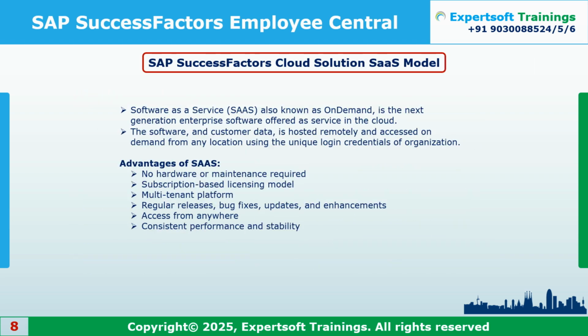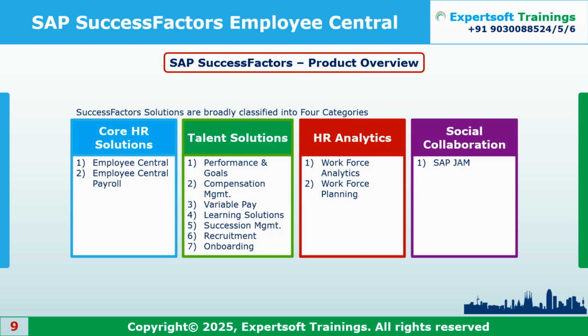Now we have seen what it is all about the SaaS model. Now we are going to see the product overview. It is broadly classified into four categories: core HR solution, talent solution, HR analytics, and social collaboration. In core HR solutions, we have two modules: Employee Central and Employee Central Payroll.